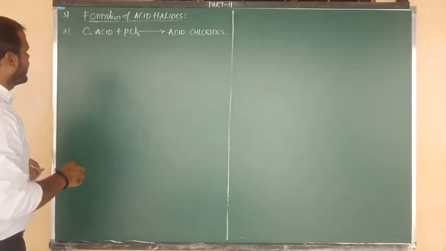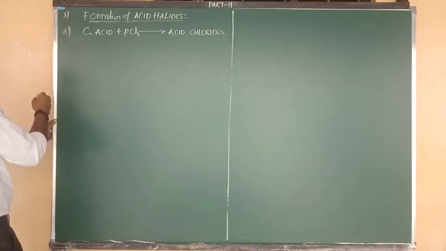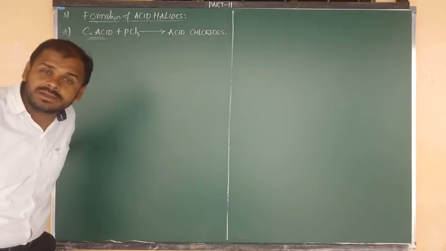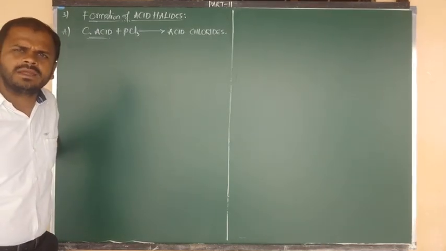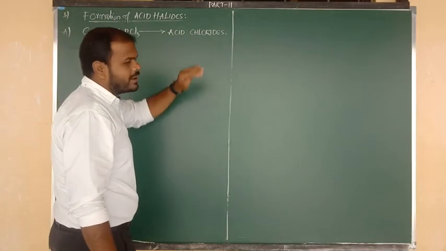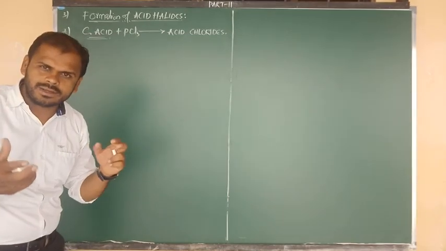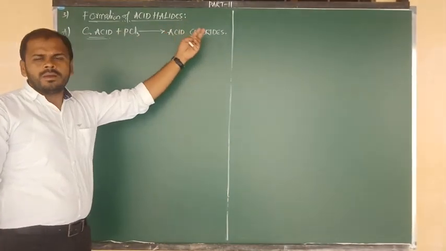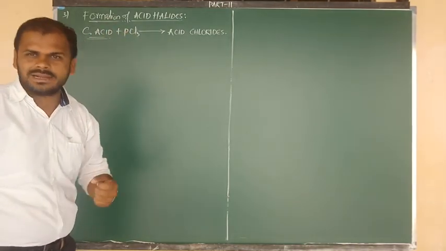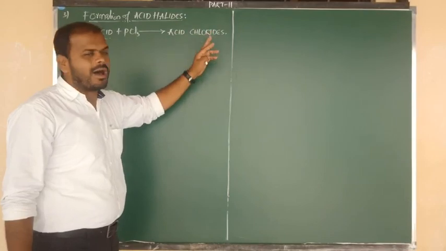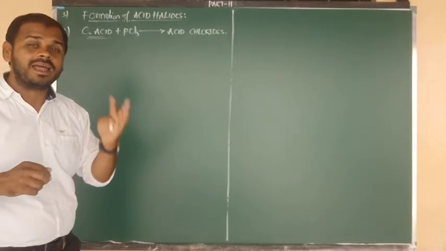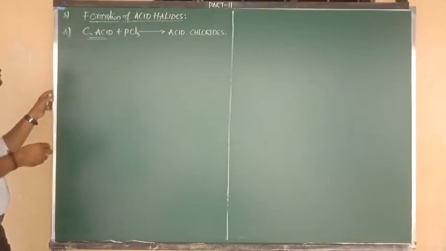Let me consider the reactions one by one. In number one, carboxylic acids react with phosphorus trihalides, PCl3 or PBr3, and the product is an acid halide. On reaction with PCl3, we get acid chlorides. On reaction with PBr3, we get acid bromides. So we get acid halides upon reaction with phosphorus trihalides. Now I am going to show the reaction.